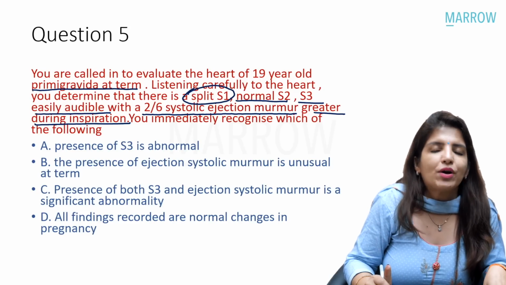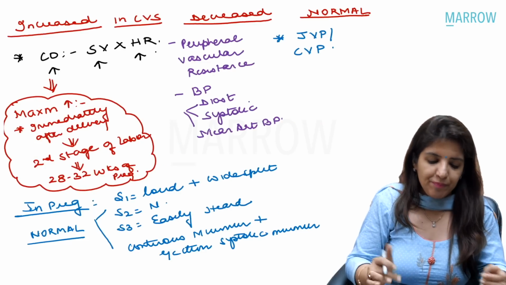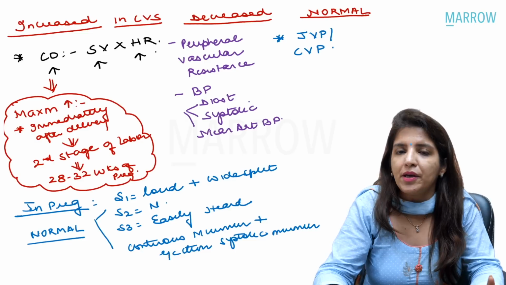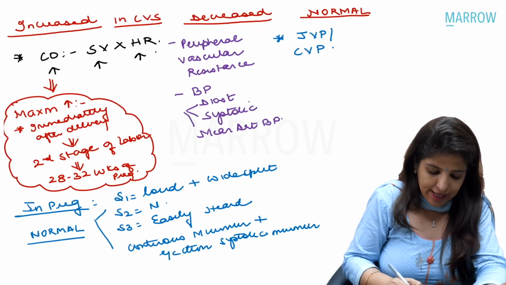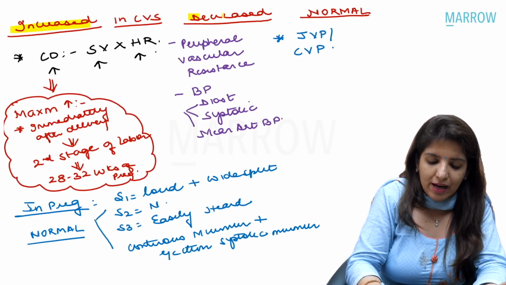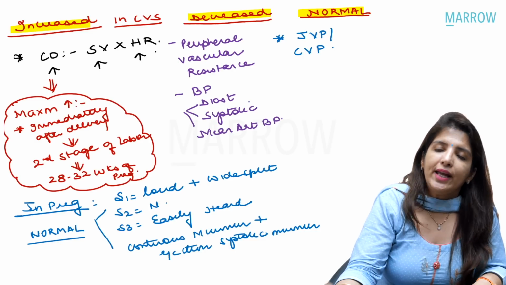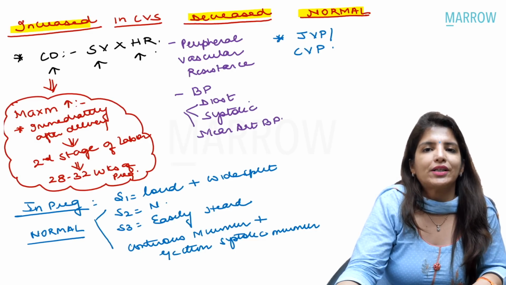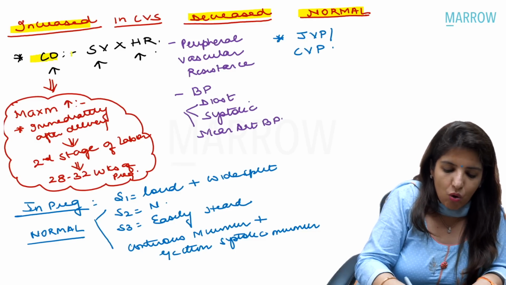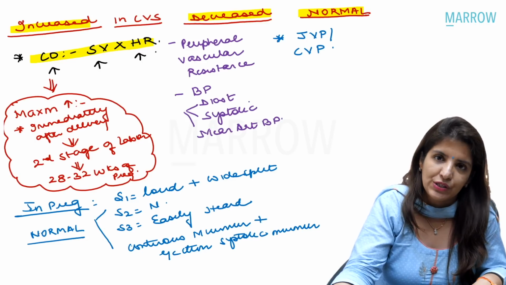So as I told you, cardiovascular changes in pregnancy are very, very important. So let's quickly revise them. In the cardiovascular system, you will have to understand there are certain things which are going to increase during pregnancy, certain things which are going to decrease, and certain parameters which are going to remain normal in pregnancy, right? Now, we all know that cardiac output is equal to stroke volume into heart rate, and during pregnancy, all these three increase. Cardiac output increases, stroke volume increases, and heart rate increases.